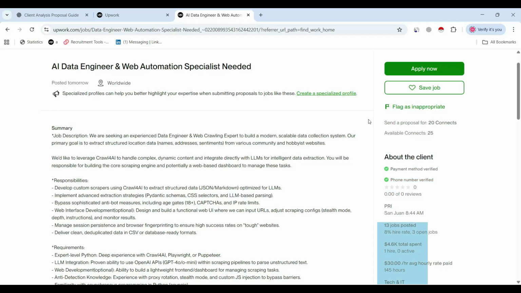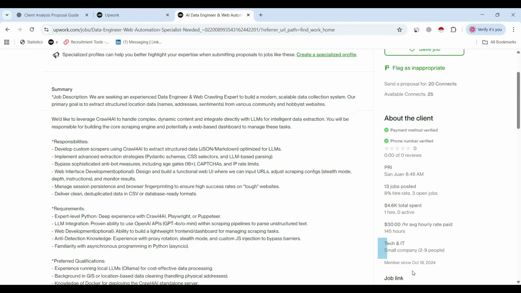Now let's analyze the client history and the hiring behavior. The client has posted around 13 jobs and the hire rate is approximately 8%, which is quite low. Usually the hire rate should be more than 60%. Currently, 3 jobs are open. They have spent around $4,600 in total and have hired one freelancer so far. However, their average hourly payment rate is quite good, which is $30 per hour, and freelancers earn roughly $145, which shows that this client pays fairly. Apart from this, this is a small company consisting of 2 to 9 employees operating in the tech and IT sector. Small tech companies usually have clear goals and faster decision making.